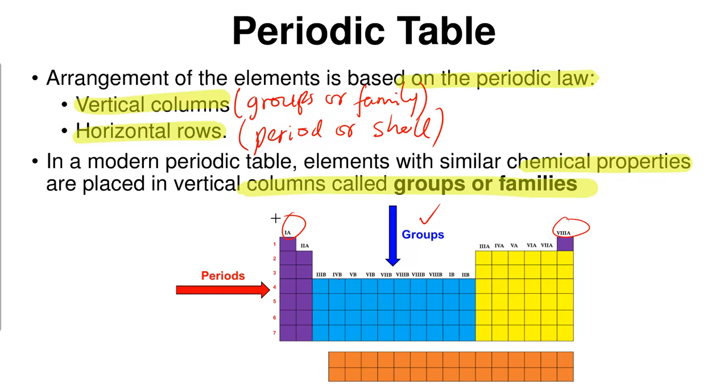So these vertical columns are what we call the families of these elements. Yes, everybody has a family where they come from, right? Now, the horizontal arrangement is what we call the period.